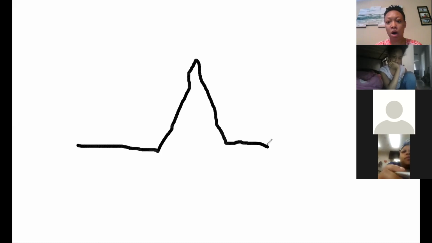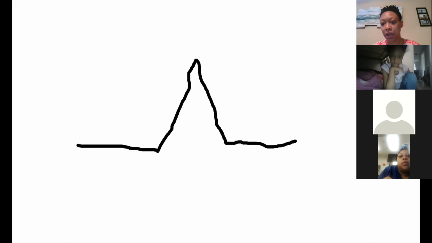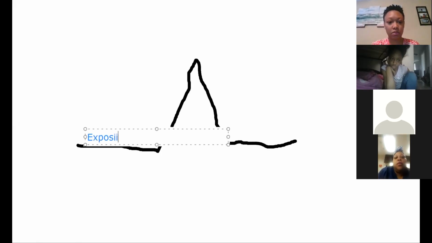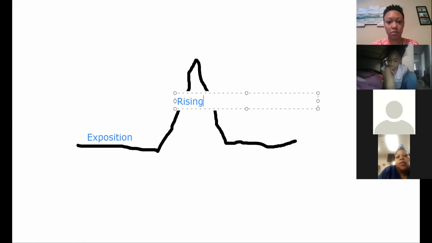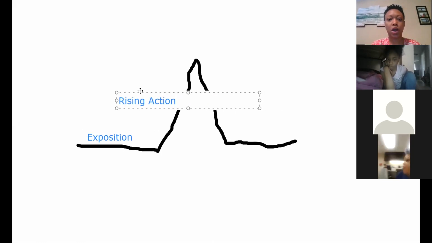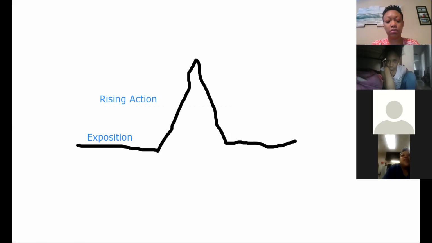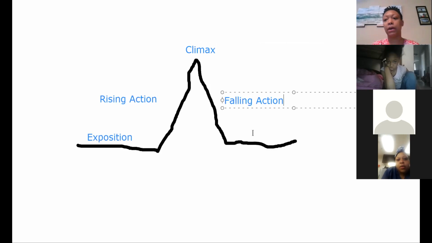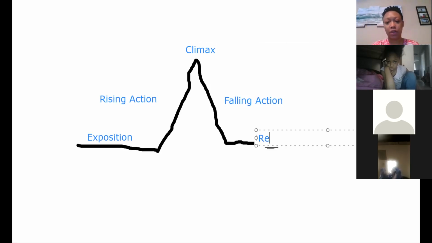All right, so yesterday we looked specifically at our plot diagram. So remember, we have this. And I want Isabella, because she wasn't here yesterday, to go through and tell me all the pieces that go on my plot diagram. So what goes here? Exposition. Okay, what goes here? Rising action. What goes at the top? Climax. What goes on this side? Falling action. And then what goes at the bottom? Resolution. Okay, very good.